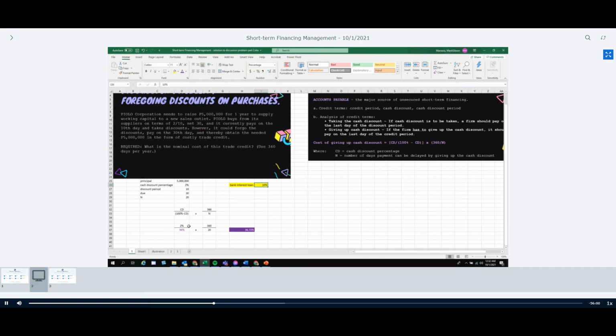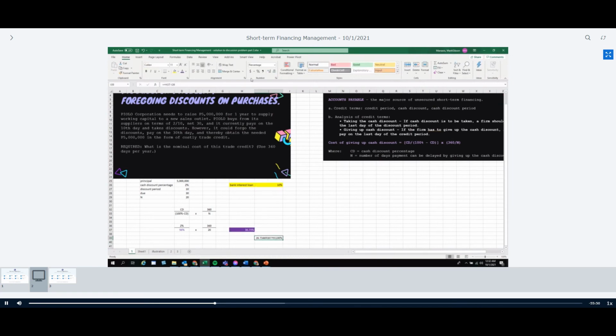Kasi nga, ang incremental, ito ha, pag sinabi natin incremental, is the difference between the two options. No? The incremental rate is 27.73%. So meaning, yun nga, paulit-ulit na ako, if we forgo, that will cost us 36.73%. And yet, kung pupunta tayo kay bangko, it will only cost us 10%. No? So, that's question number 1.